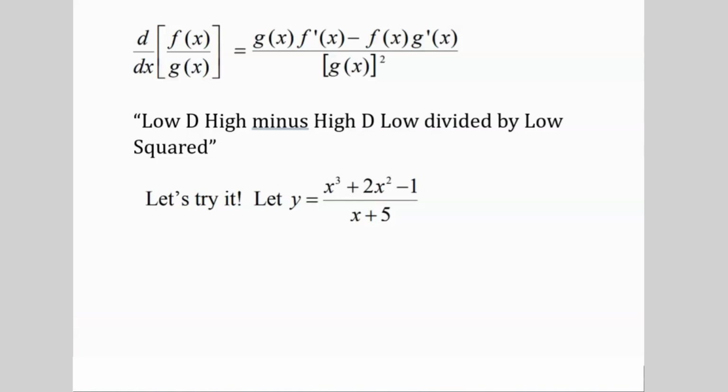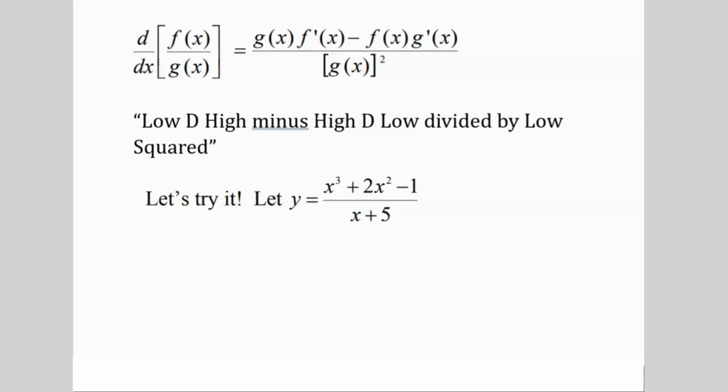All right, in this video, I'm going to go over how to take the derivative of a quotient. And what we're going to do is use the quotient rule. The quotient rule states that if we want the derivative of f of x divided by g of x, it's equal to g of x times f prime x minus f of x times g prime x, divided by the quantity g of x squared.